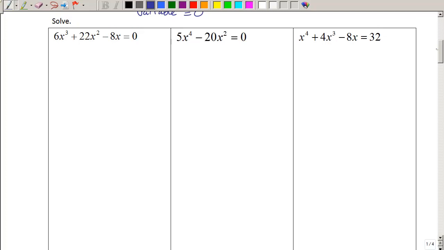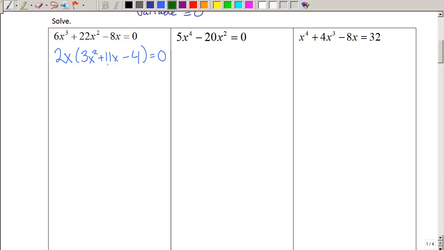Our first practice problem, 6x cubed plus 21x squared minus 8x equals 0, is already in general form. The expression is set equal to 0. Next, I'd like to see if there's any GCF. Looking at 6, 21, and 8, we have a GCF value of 1. Looking at our variables x cubed, x squared, and x, we have a variable GCF of x. When I divide x out of each term, I'm left with 6x squared plus 21x minus 8.